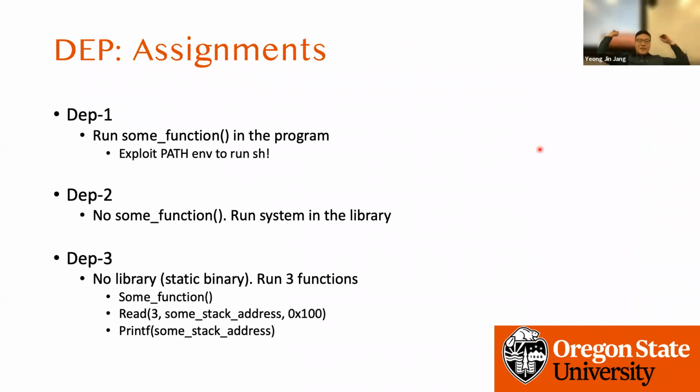So the assignments are, DEP1, you need to run some function in the program. This is the easiest one. You don't need to play with this kind of trick. You just need to call one function in the program, similar to get shell. And it requires a little bit of trick because some function does not do anything meaningful for you, but you can still run /bin/sh. So think harder for that.